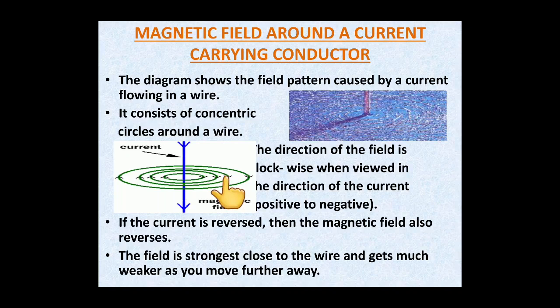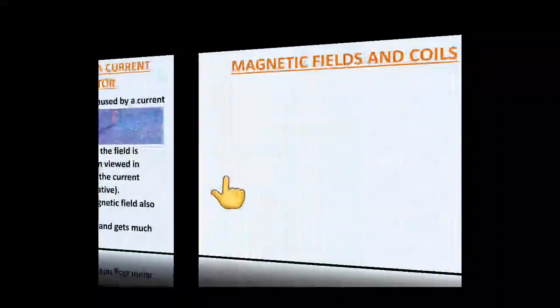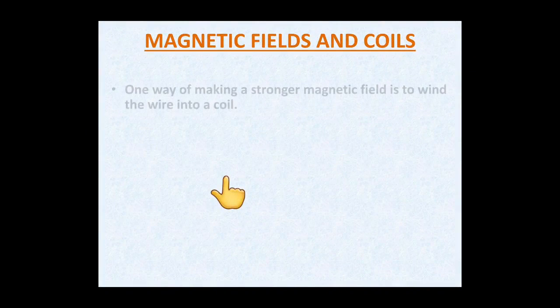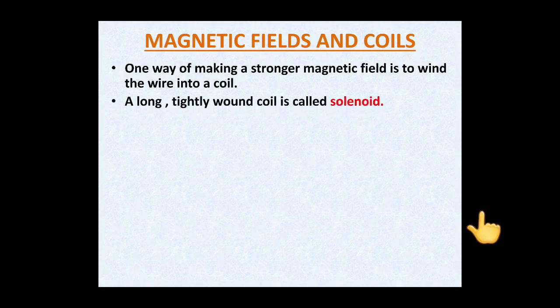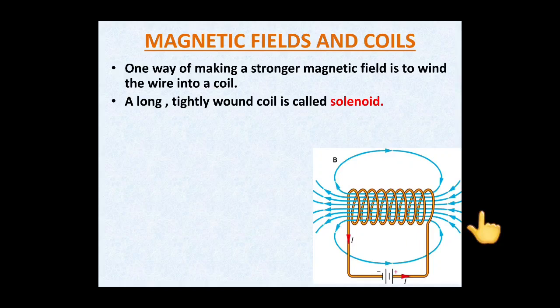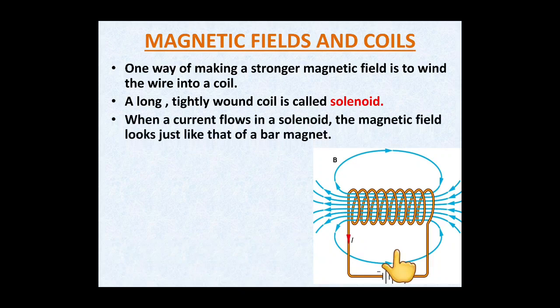Now let's see how we can increase the strength of this magnetic field. One way of making a stronger magnetic field is to wind the wire into a coil. The wire wound like this into a coil is called a solenoid. This is the diagram of a solenoid. When the ends of the solenoid are connected to the battery, the current will flow through it. When a current flows in a solenoid, the magnetic field looks just like that of a bar magnet.